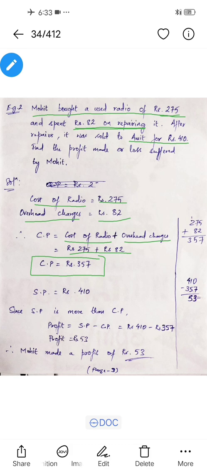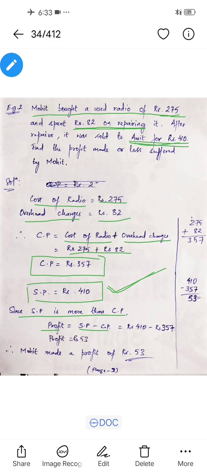And the selling price, how much was it? He sold it to Amit for rupees 410. So we write SP is rupees 410. Now since the selling price is more, so is it profit or loss? When selling price is more, it is profit. So since SP is more than CP, profit is equal to SP minus CP, that is 410 minus 357, and we get the profit as rupees 53. So in the last line we will write Mohit made a profit of rupees 53.